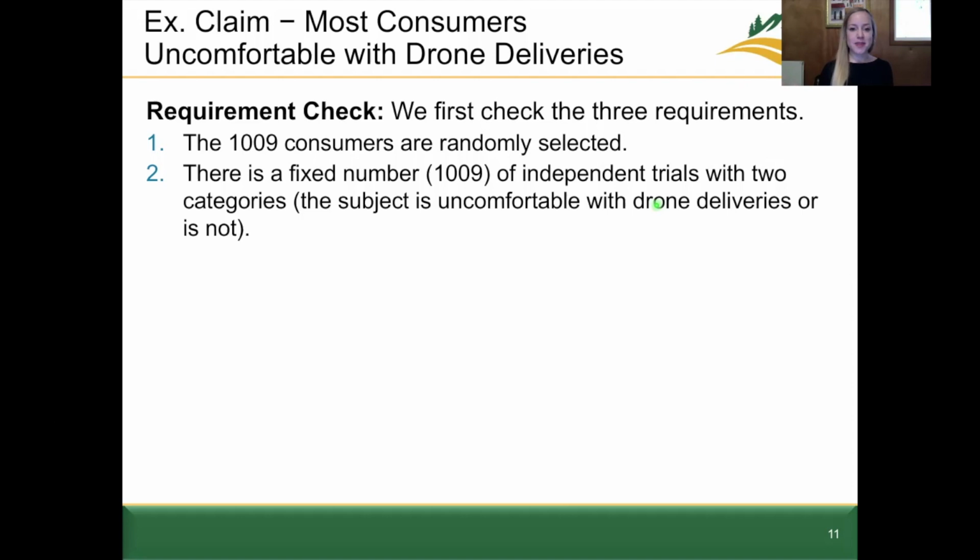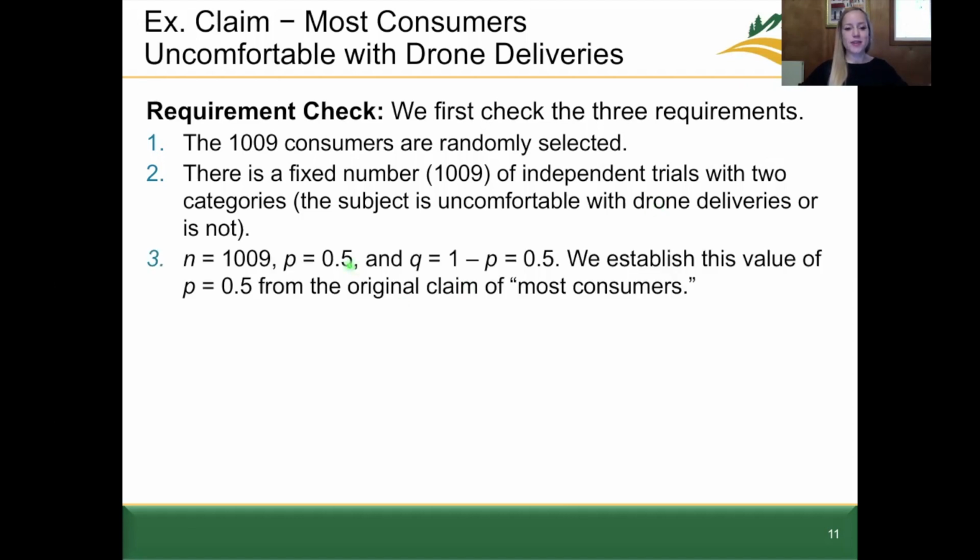These trials are independent of one another because we could ask the first person and then their response doesn't impact 100 or 1,000 people later. Also for a binomial distribution, remember we have to have 2 categories. So here we do. Either the subject is uncomfortable with drone delivery or they're not. They are comfortable with drone delivery. So those are 2 categories that make up this binomial distribution. Let's check the third requirement now.